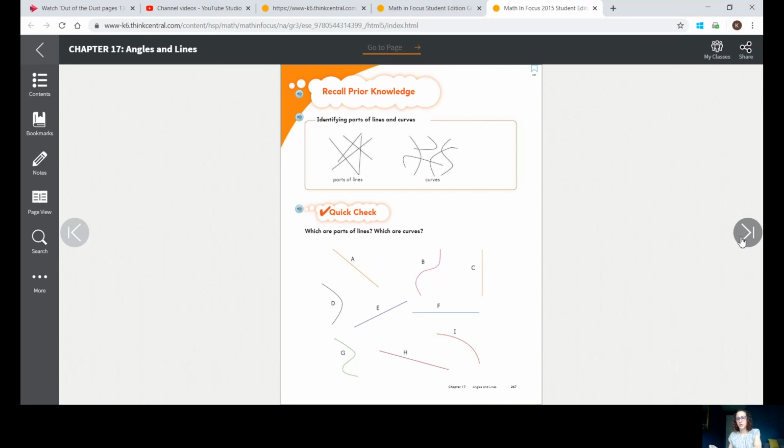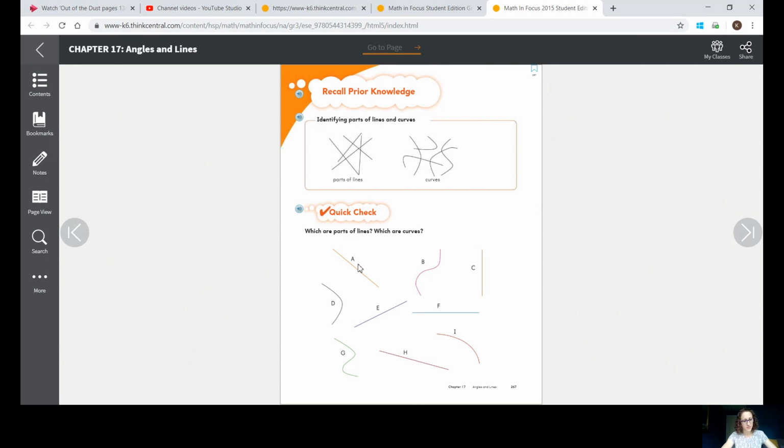Let's just do a little quick check. You would have done some lines back when you were in second grade. I realized that was a long time ago. So let's do a quick little review here. So parts of lines, identifying parts and lines of curves. These are lines, these are curves. Lines are straight, curves are not. Which are parts of lines, which are curves.